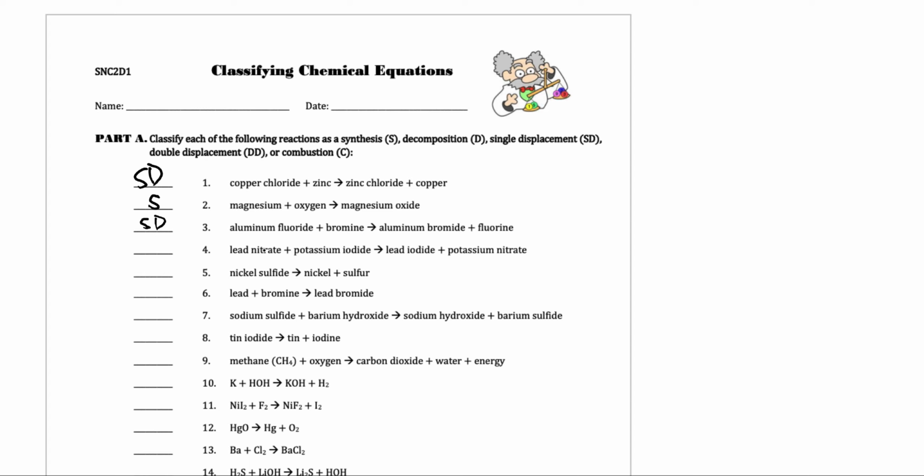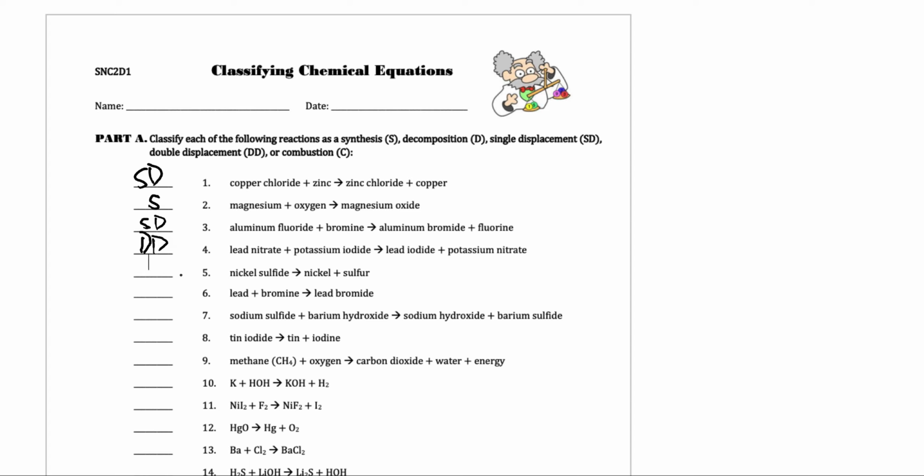Okay, lead nitrate plus potassium iodide. Well, as you can see in this example, potassium and iodide stay the same. Potassium iodide and nitrate switch positions, resulting in lead iodide instead of lead nitrate, and potassium nitrate instead of potassium iodide. So these two switch, as you can see. So that's a double displacement. Double displacement.